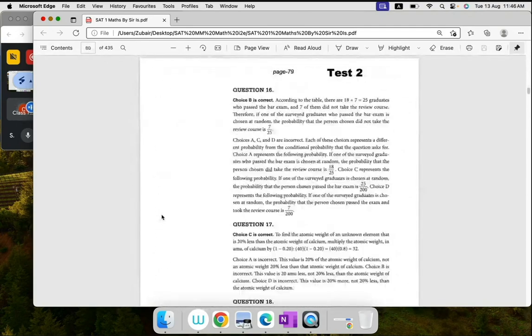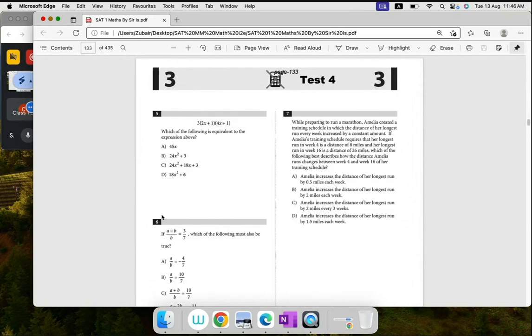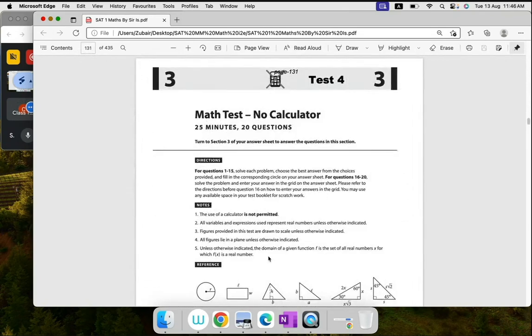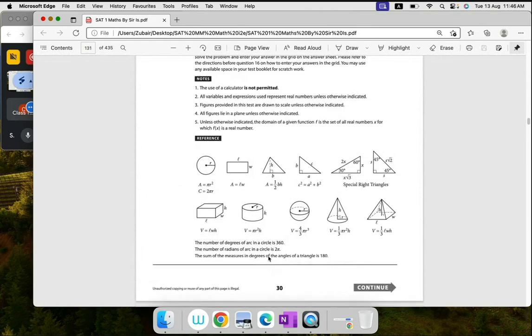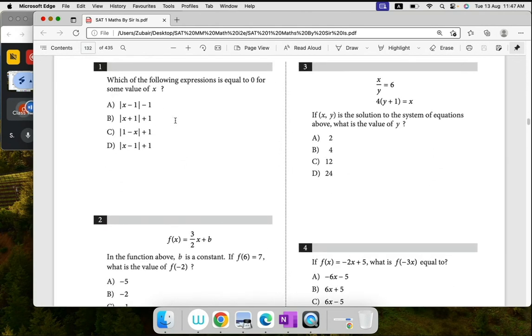This is test 4, section 1. These formulas would be given. Which of the following expressions is equal to 0 for some value of x? Hmm. I think 0 at A. If in A we consider that 0, that's going to be positive 1, negative 1.